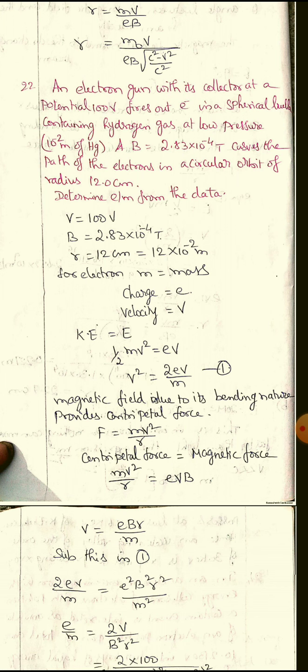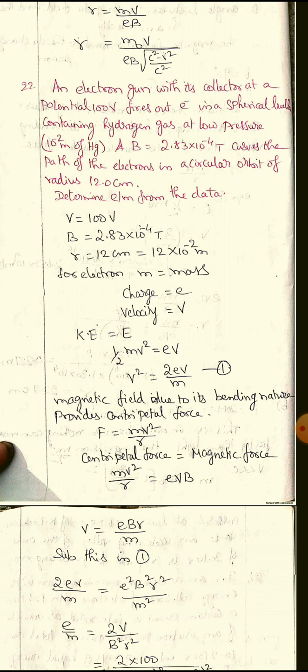For the electron, mass m, charge e, and velocity v. So the kinetic energy, half mv squared, is equal to eV. So v squared is equal to, bringing these things to this side, 2eV divided by m. Mark this as equation 1.